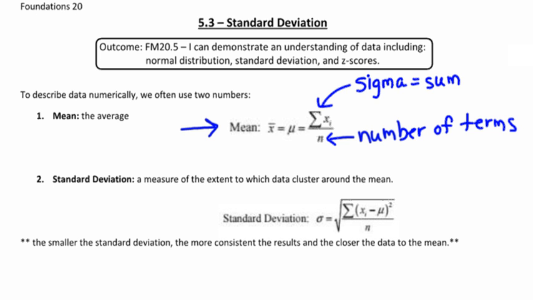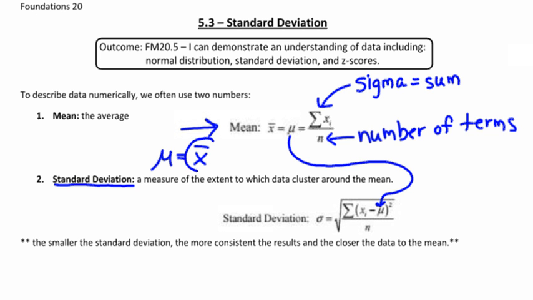Standard deviation is a measure of the extent to which data clusters around the mean, so we need to use the mean in this formula. These symbols here, these fancy U's, are where we're going to substitute in the mean. This U equals an X with a line over top of it. That symbol is interchangeable, and I will often use this symbol before the U.